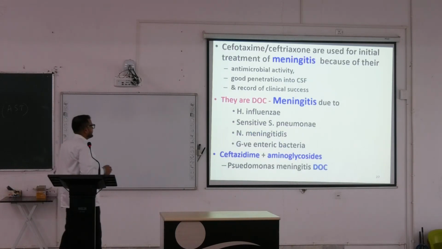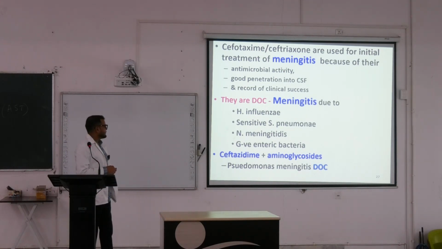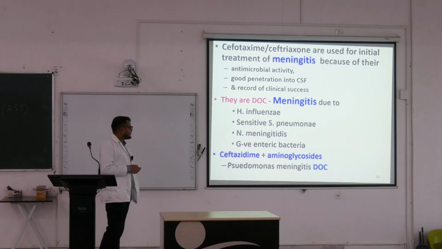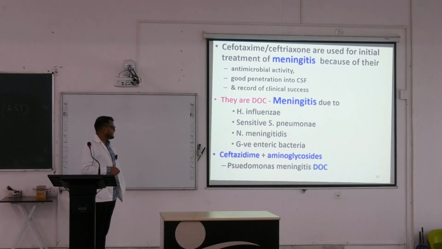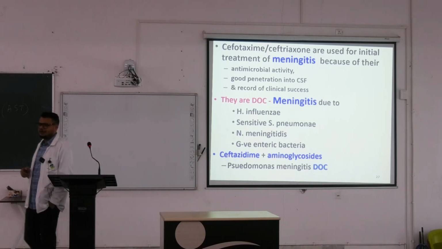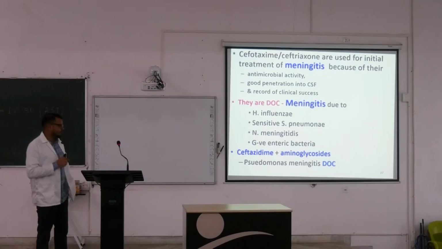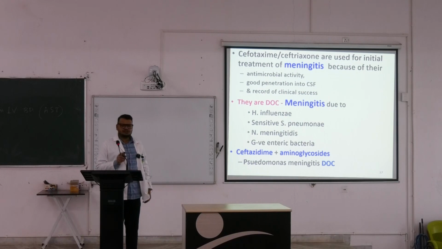Again, ceftriaxone you can use in meningitis. Okay. The drug of choice for meningitis due to H. influenzae, sensitive Streptococcus pneumoniae, N. meningitidis, and gram-negative enteric bacteria. Ceftazidime with aminoglycoside is the drug of choice for Pseudomonas meningitis. Okay, very important. So for Pseudomonas you can give a ceftazidime and aminoglycoside combination. Okay. So ceftriaxone is very important.